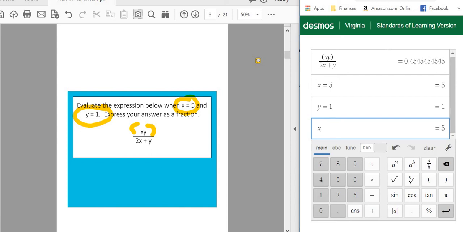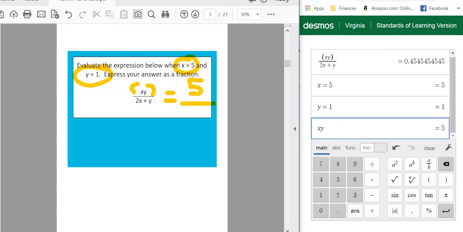So if you put xy in, okay, just by itself, it's going to give you a 5. So you know that the numerator is 5. Then I'm going to go ahead and go to the next line on my calculator, and I'm going to put in the bottom 2x plus y. That tells me it's 11.